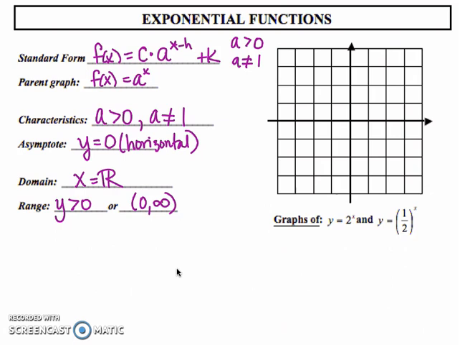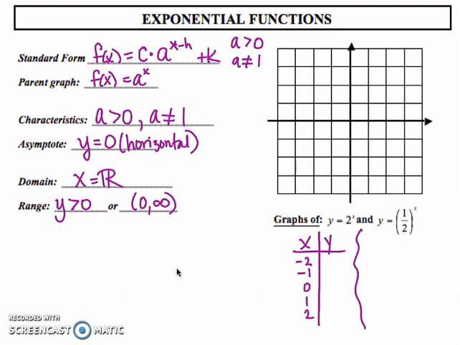So 2 to the x power, if we just kind of make a little table, and again, you don't even have to write this down, but this just kind of gives you an idea of what's going on as you plot your points. We can choose our kind of fave 5 here, -2, -1, 0, 1, and 2 for our x values.